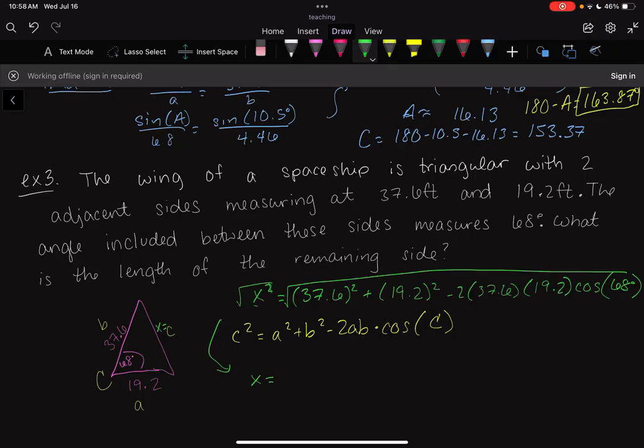Make sure you do take the square root. I almost forgot to just now. 35.2 is what I got. And that's it.